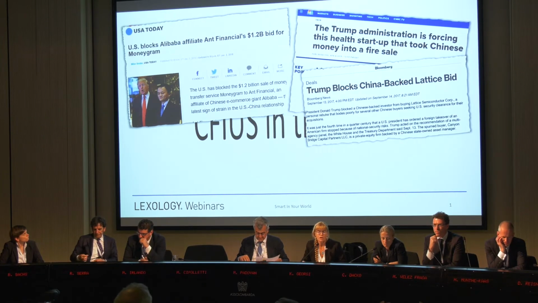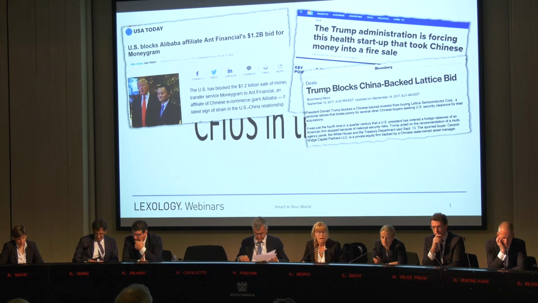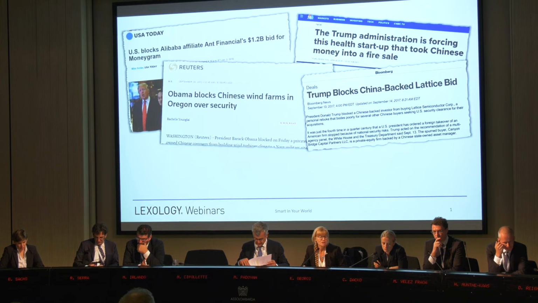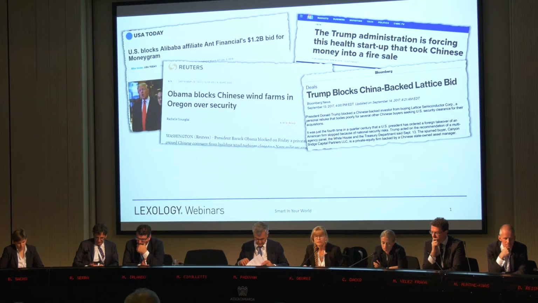A couple of years ago, President Trump blocked a China-backed acquisition of a semiconductor company called Lattice. President Obama blocked a Chinese wind farm. They were buying an Oregon wind farm, but it happened to be a little too close to a sensitive naval base, and the US government was worried about what they would be seeing, looking over their shoulders.